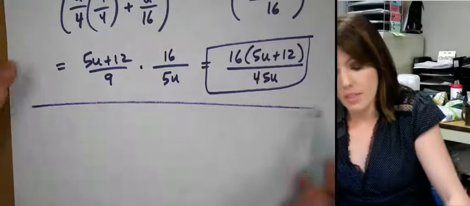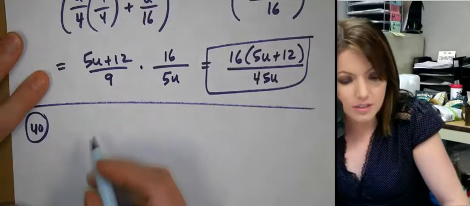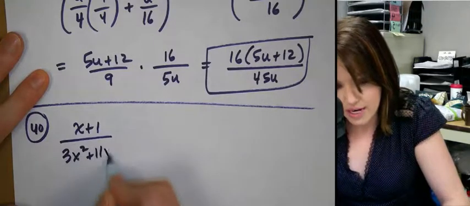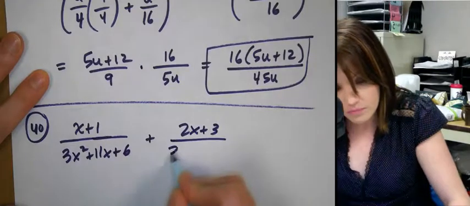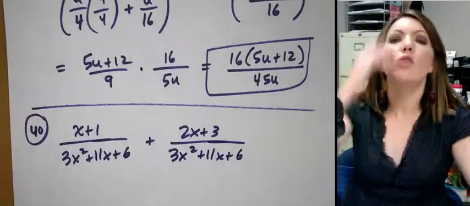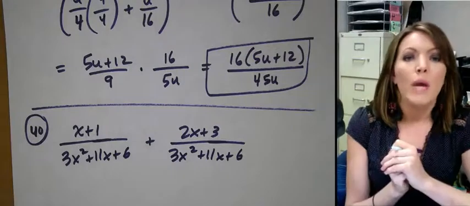Alright, number 40. We can do it, we can do it. Oh, but these are fun. Okay, here we go. X plus 1 over 3x squared plus 11x plus 6 plus 2x plus 3 over 3x squared plus 11x plus 6. Okay, adding and subtracting rational expressions, which are fancy fractions, we have to have the same denominator.